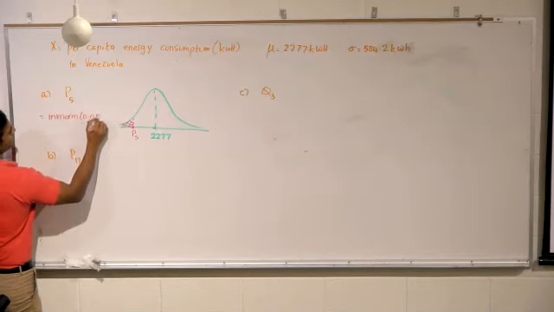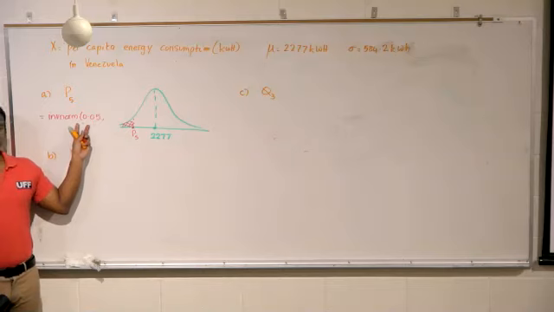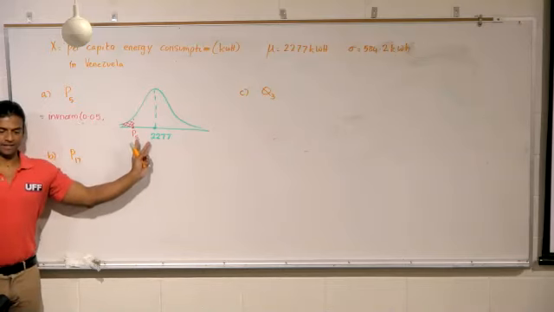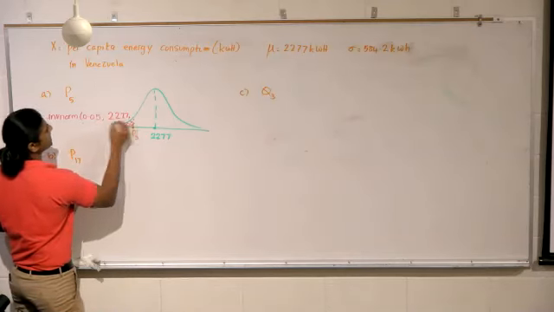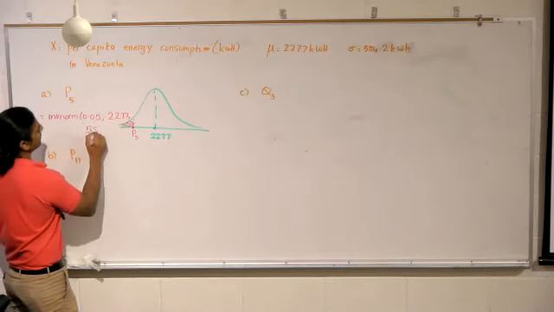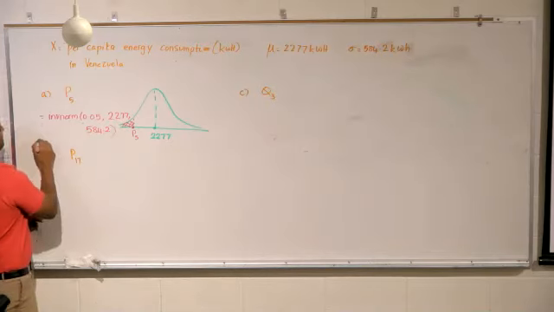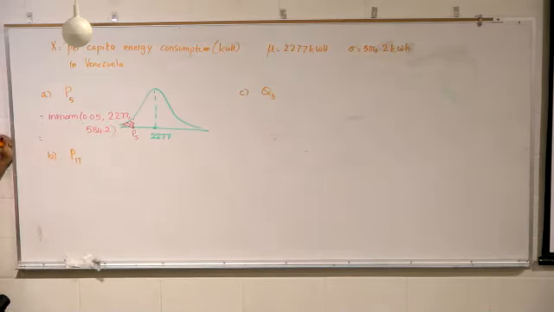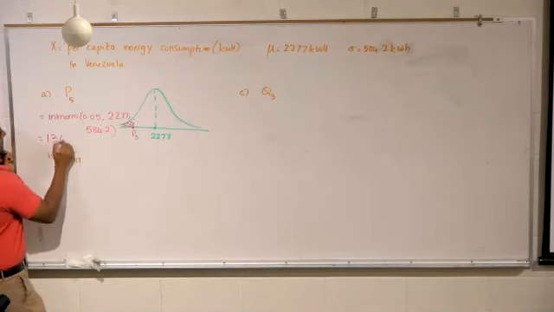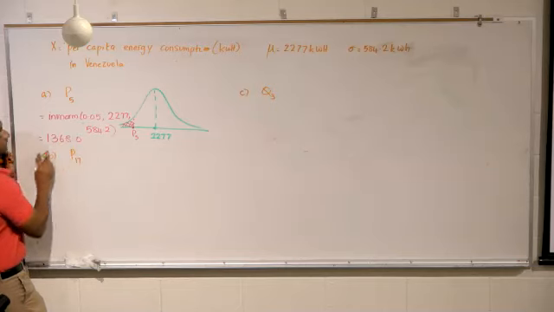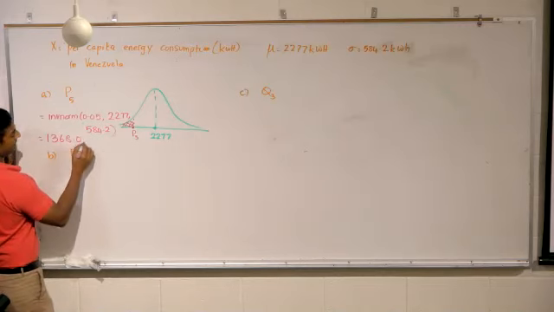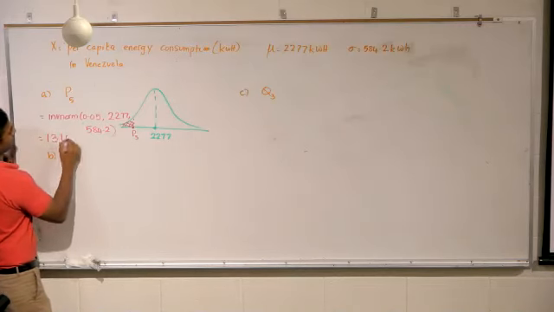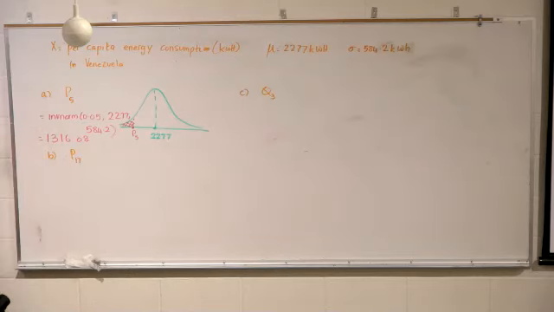So you put the area below, the mean, and the standard deviation. The mean is given, 2,277. Standard deviation is 584.2. And what do we get? 1,000 something. What is that something? 1,316.08. There you go. You keep rounding.